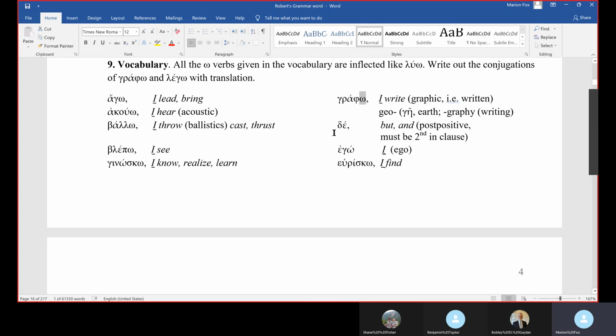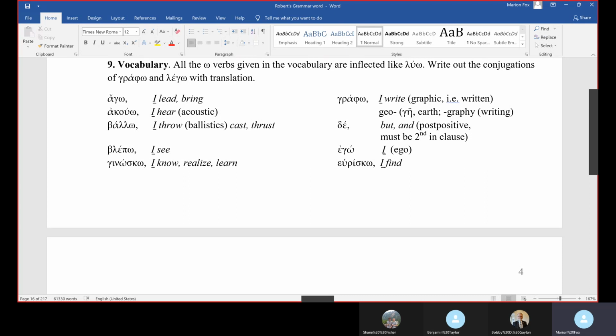Now we have delta epsilon. This is not a verb for us, okay? It's a conjunction. We'll get to it. It's translated but and. There's more than one word translated and in Greek. There's subtleties and differences in them, which really helps us a bunch.